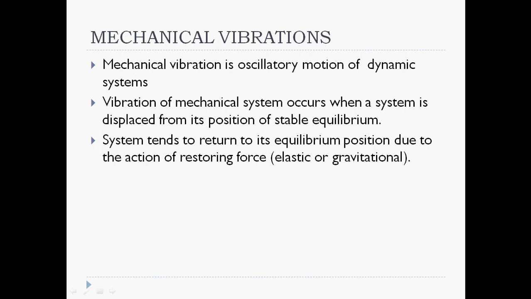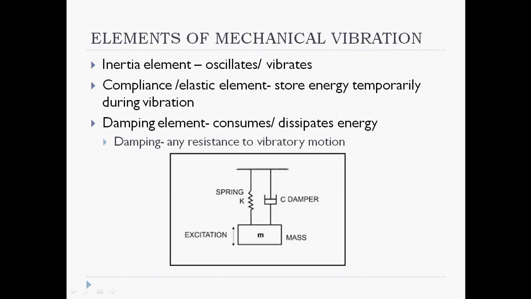Some stable equilibrium will be there for any system, and if it is disturbed from that position, some vibration will occur. The system will always have a tendency to return to its equilibrium position due to the action of some restoring force. This restoring force can be either elastic or gravitational. For example, a spring has an elastic restoring force, whereas a simple pendulum has a gravitational restoring force.